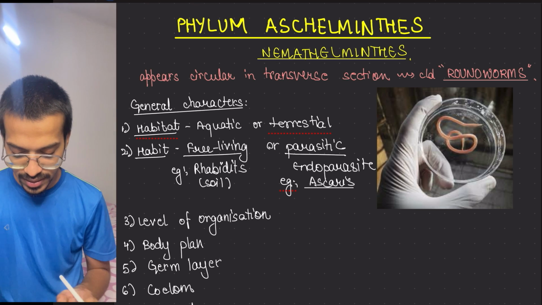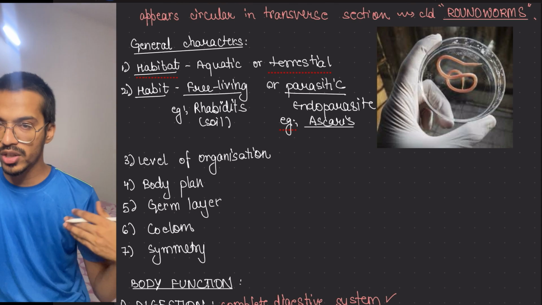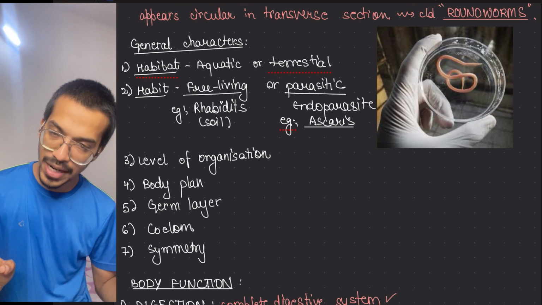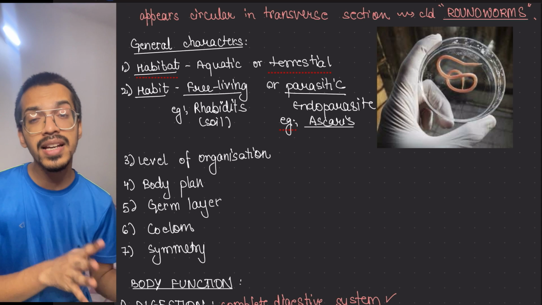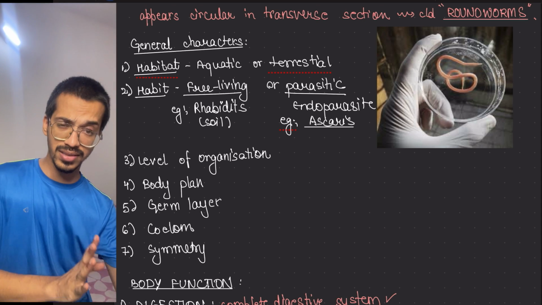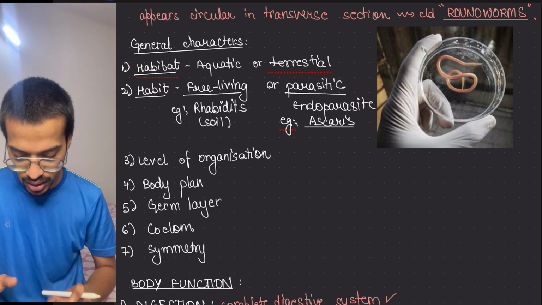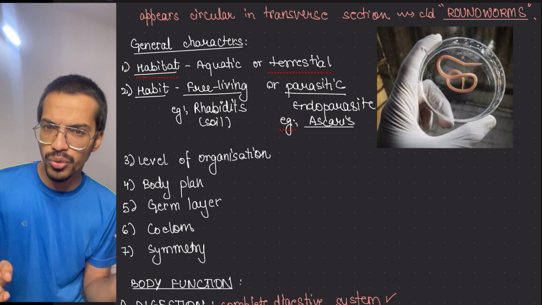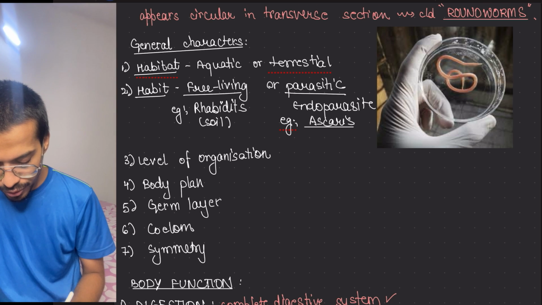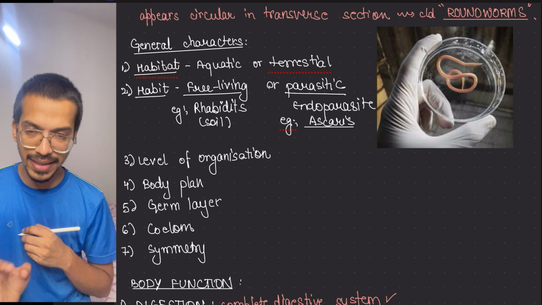Now general characteristics. Habitat: they could be aquatic or terrestrial. They could be free living or parasitic. If they are parasitic, they are endoparasitic. Example, Ascaris. Their disease-causing features we will learn in 12th class, in detail over there. Here we will just keep to the basics for the academic point of view for now. And then free living ones are like the soil nematodes.